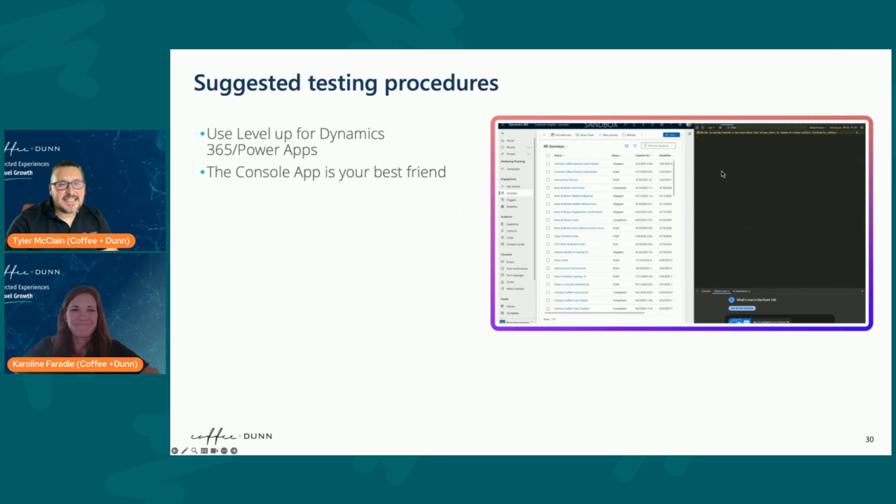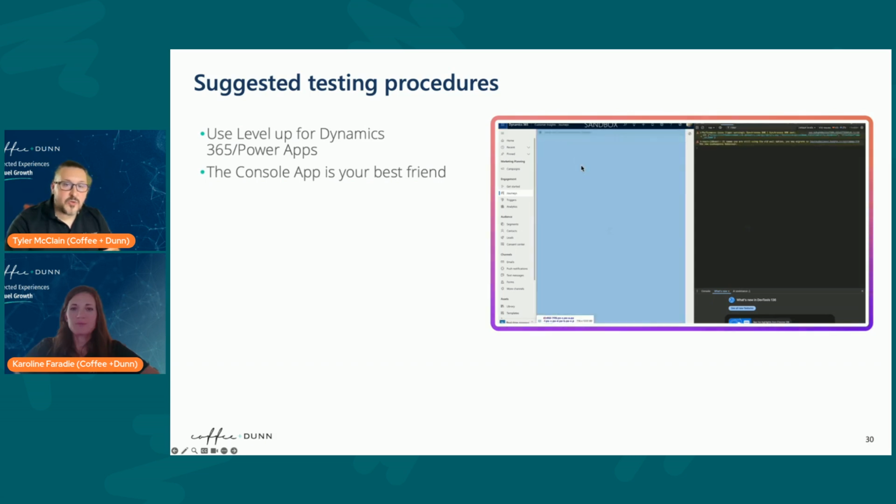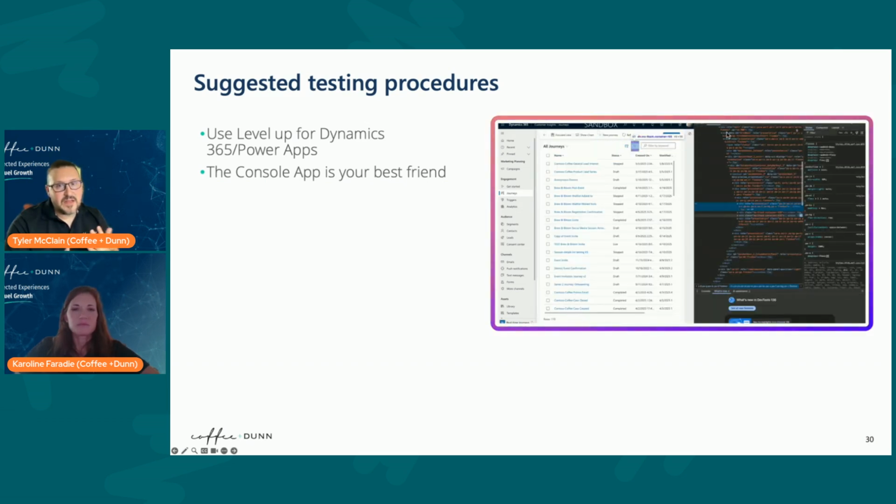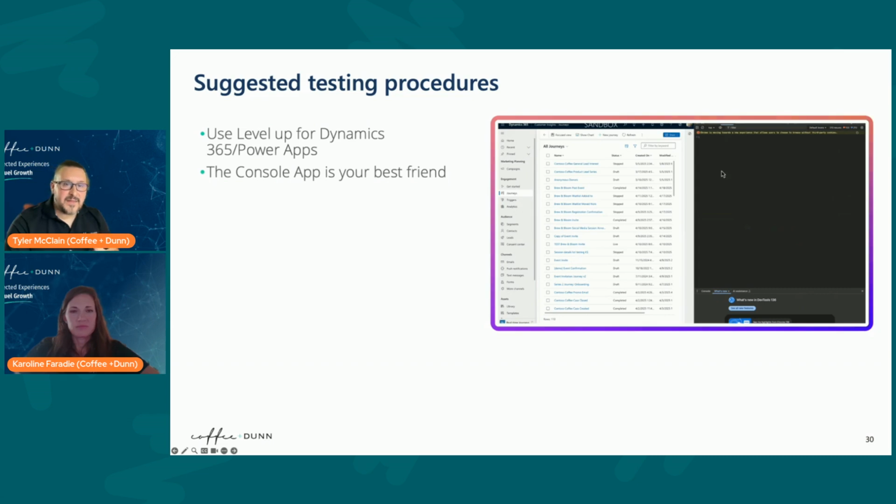The next thing is the console app is your best friend. Within your browser, you might be familiar with the inspect option. That opens up the developer tools, and one of those tools is the console app. Whenever we are debugging security problems, primarily, or if we're having some kind of issue where the UI isn't behaving as expected, we go to the console app and we get it set up, and then we run the experience and we see the output from it.